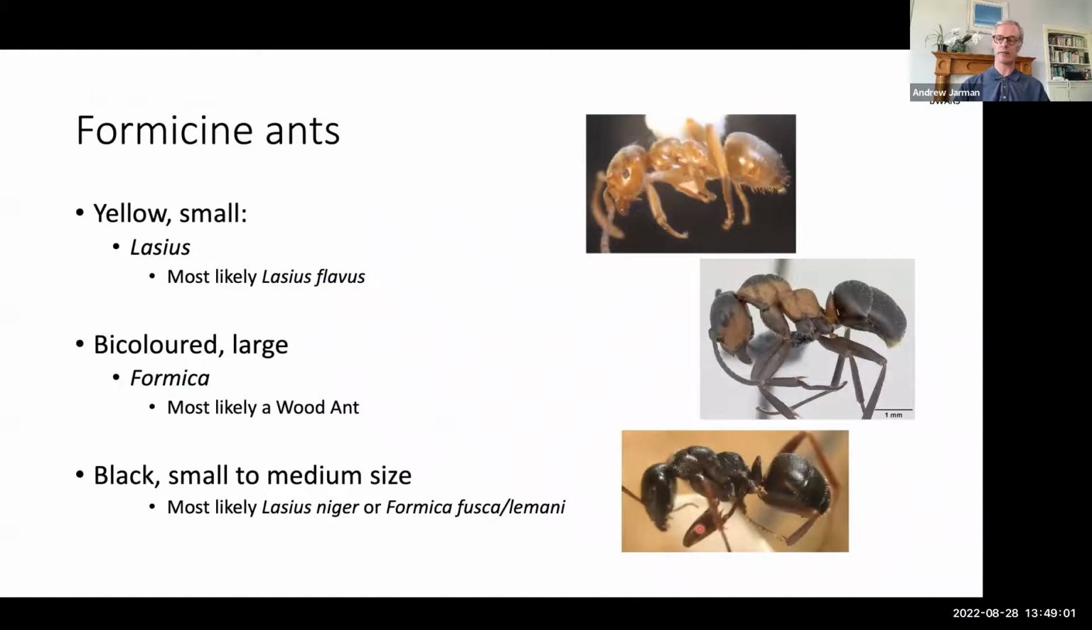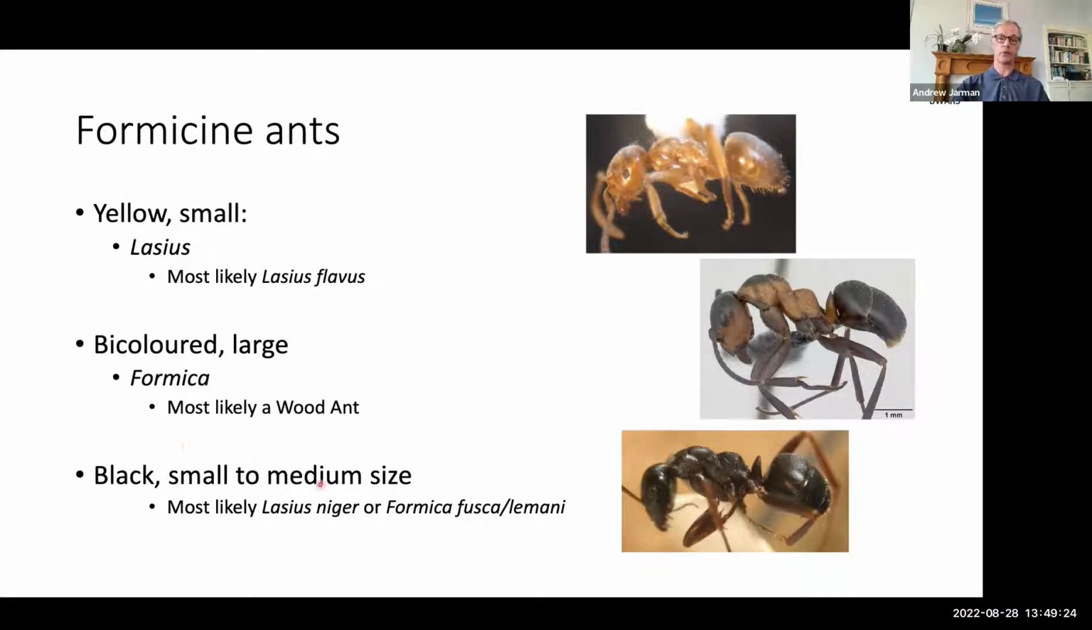A lot of the time, again, if we are a beginner with a bluffer's guide, we don't have to tell apart Formica from Lasius, because we can just go on the other characteristics of the ant. If it's a yellow ant, it's going to be a Lasius, most likely Lasius flavus. If it's large and bicolored, then it's going to be one of the Formica wood ants.